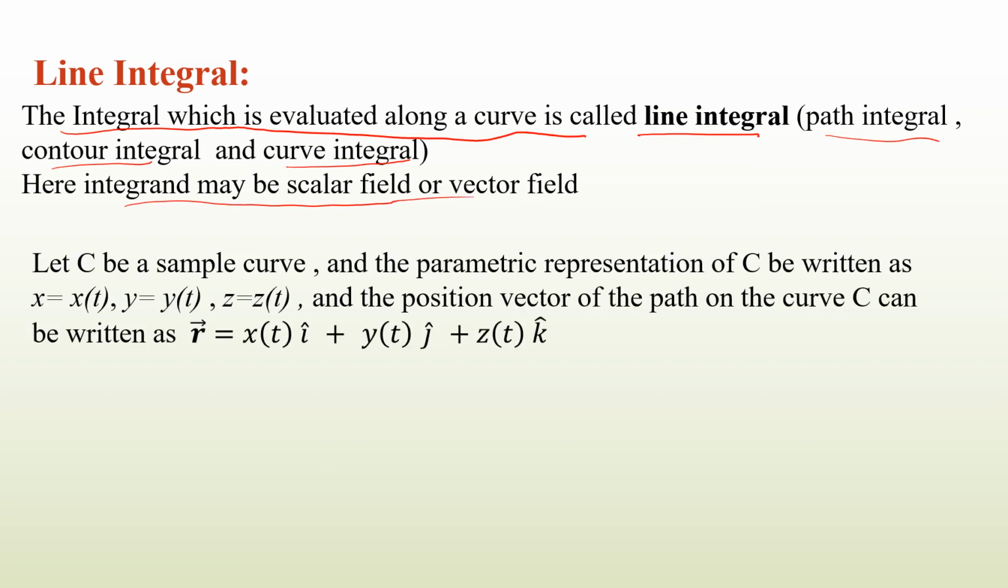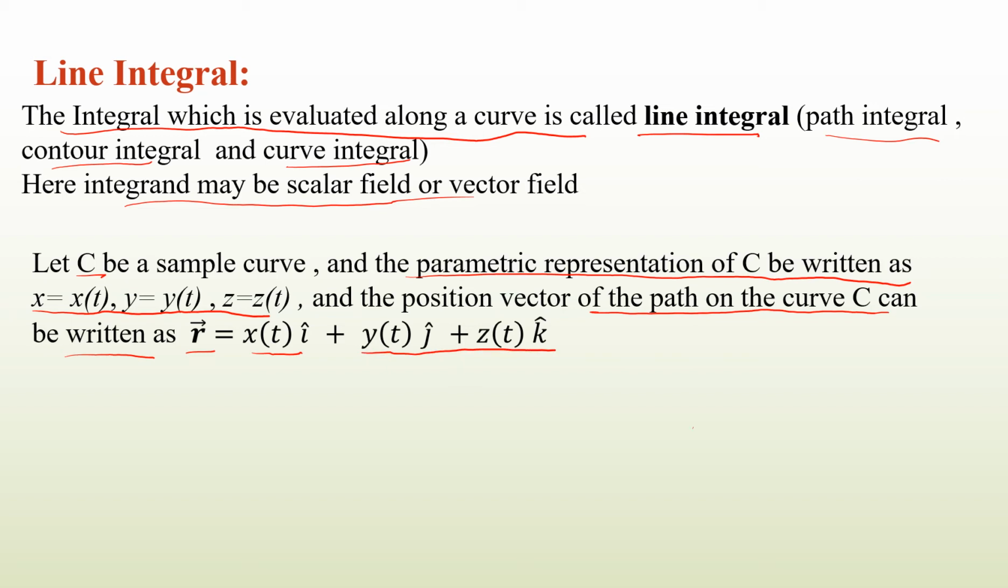Suppose we have a simple curve C and the parametric representation of that C be written as x equal to x(t), y equal to y(t), and z equal to z(t). And the position vector of the path on the curve C can be written by the vector r, which is x(t) i, y(t) j, and z(t) k.